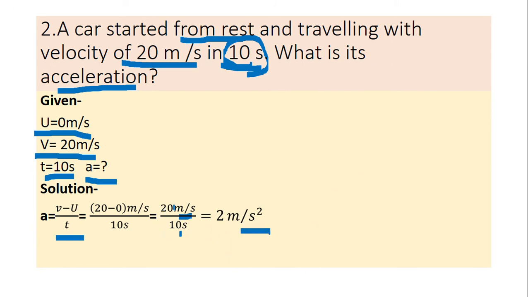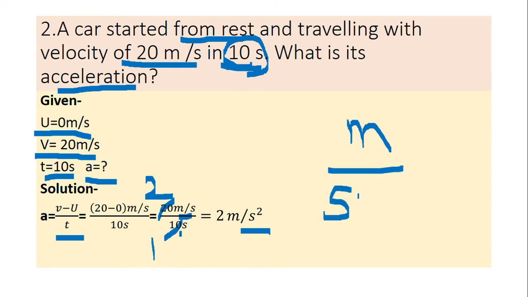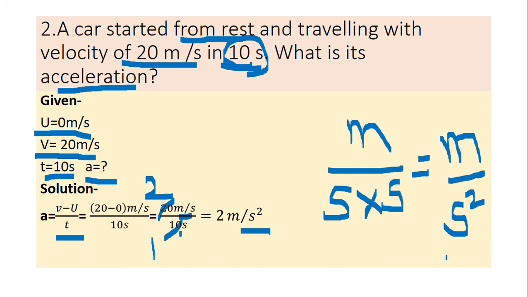How will you reduce the fraction? 10 ones are 10, 10 twos are 20. So 2 by 1 is 2 meter per second. Again, by a second should be written as meter per second into second. So this will give you the unit as meter per second square. Am I right? So this is how you derive the unit for the acceleration. Now we will move on to the third problem.